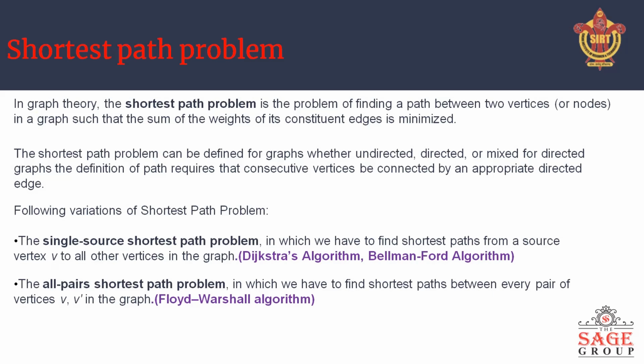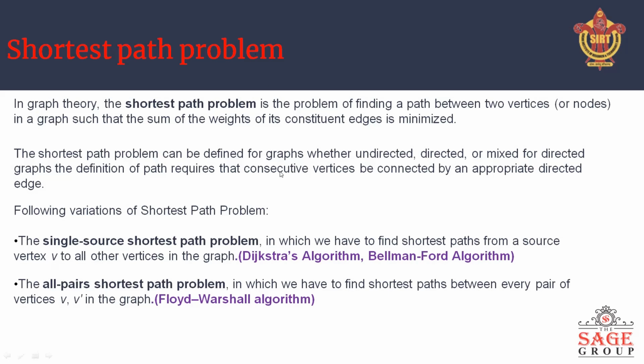We have another variation, the all pair shortest path problem, in which we have to find the shortest path between every pair of vertices V and V' in the graph. The solution of this problem is given by Floyd-Warshall. There are also other variations, such as single source single destination, and the solutions for these are also given by Bellman-Ford.